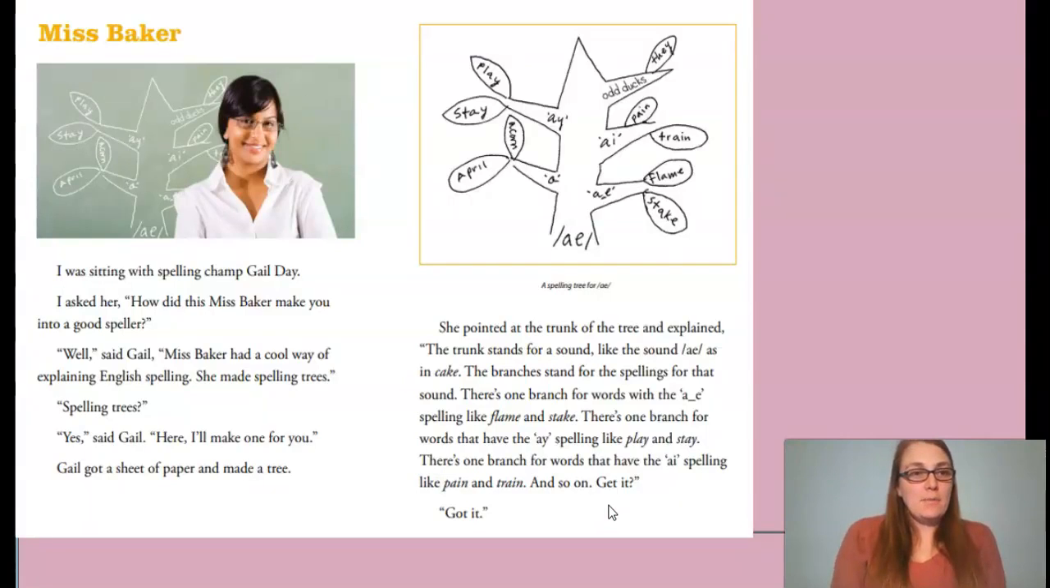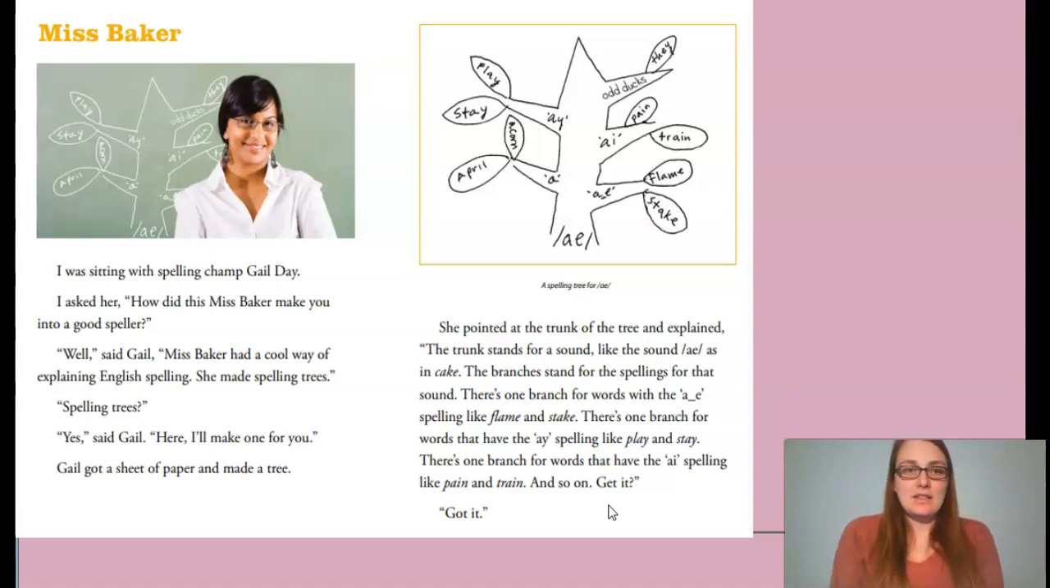Miss Baker. If you look at the picture on the top, you see the teacher, and behind her, that image should look a little familiar. It's one of the sound spelling trees. I was sitting with spelling champ Gail Day. I asked her, "How did this Miss Baker make you into a good speller?" "Well," said Gail, "Miss Baker had a cool way of explaining English spelling. She made a spelling tree."